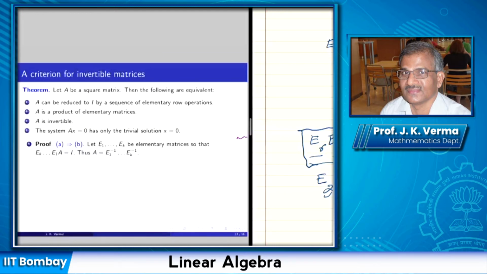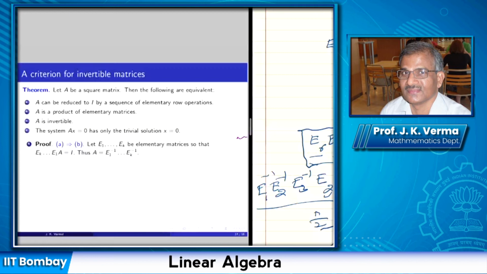So multiply by the inverse of E3, then multiply by the inverse of E2, then multiply by the inverse of E1. So I have to do the same thing here: E1 inverse, E2 inverse, E3 inverse. This becomes identity, and therefore A equals E1 inverse, E2 inverse, and E3 inverse. So A has become a product of elementary matrices. Yeah, that's what it says.